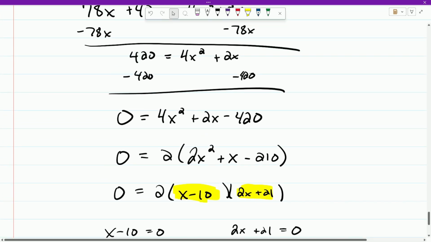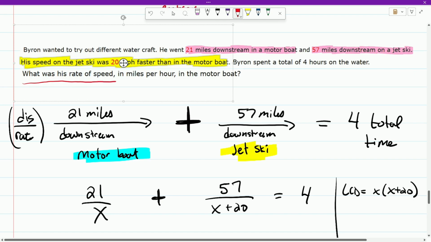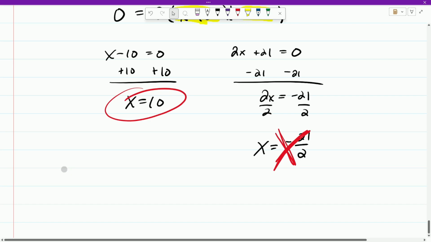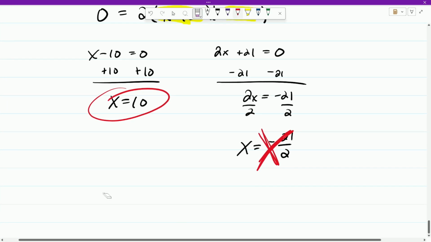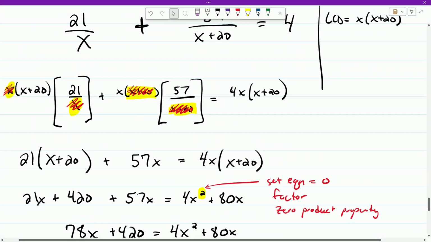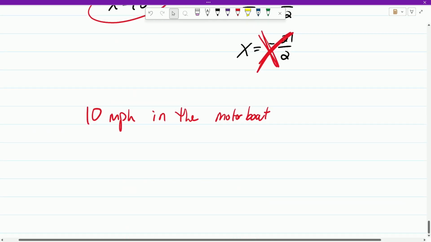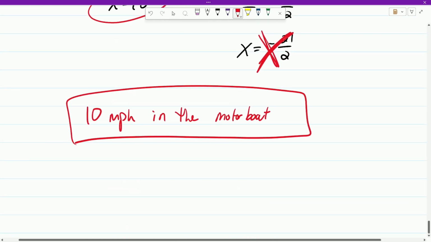The question, and I completely forgot what it asked, was what is his rate of speed in miles per hour of the motorboat. So he was traveling 10 miles per hour in the motorboat. Let me make sure that's correct here. Yep, the motorboat. Okay, good enough. Just making sure. And that's it.